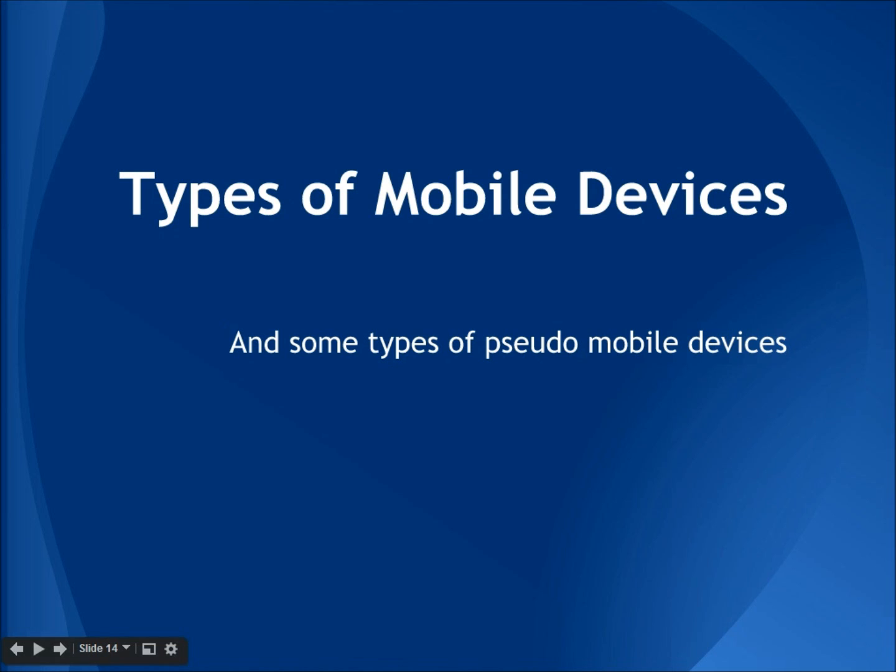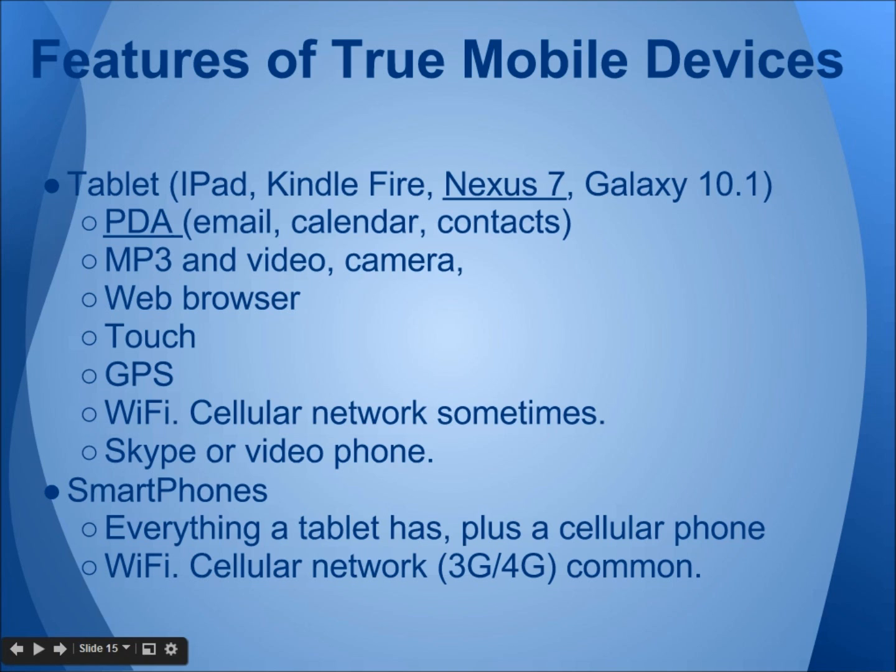Types of mobile devices. So let's talk a little bit about types of mobile devices. There are tablets, which will have things like a PDA on them, giving you email, calendar, contacts.